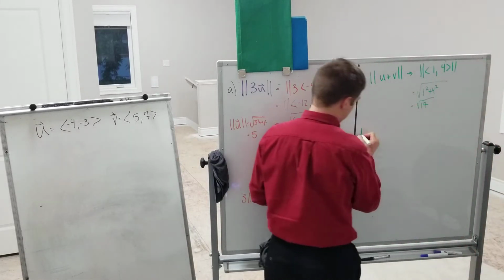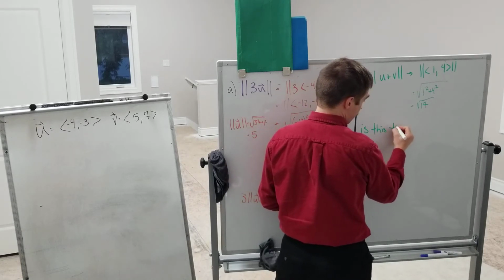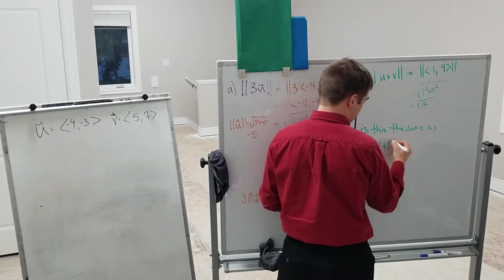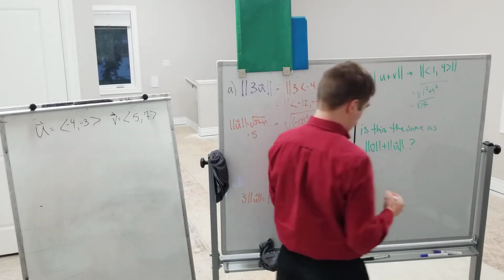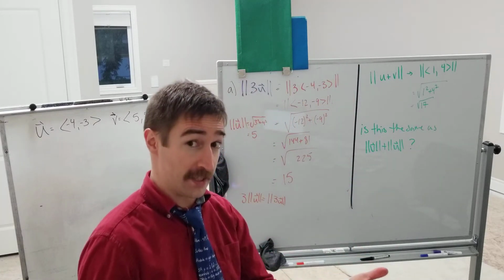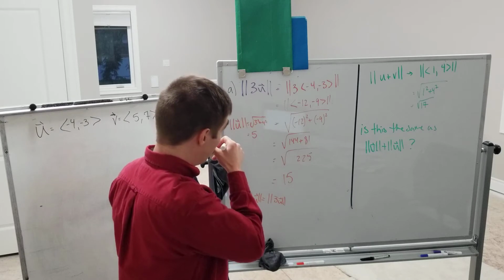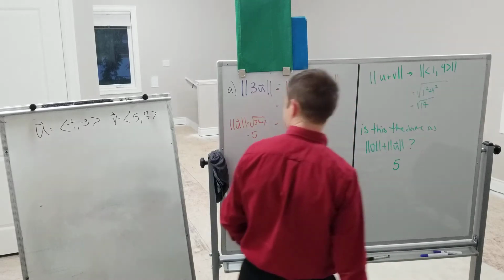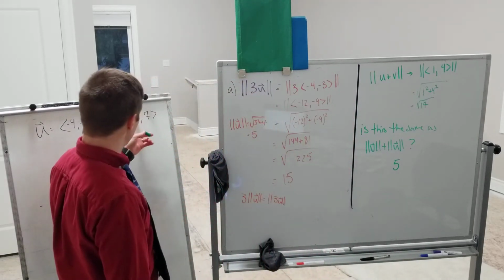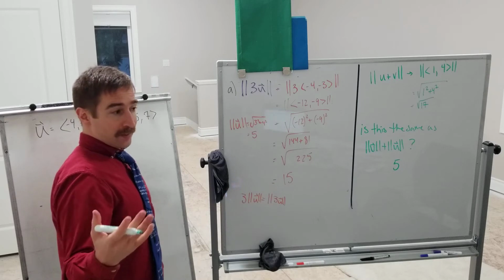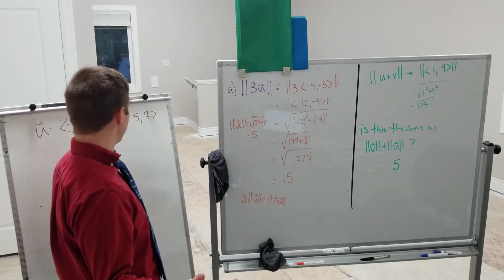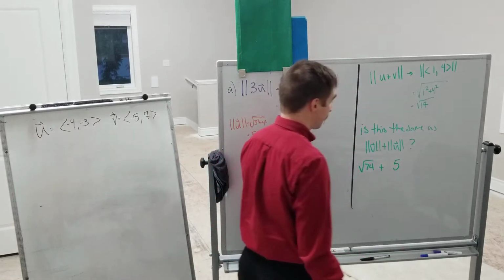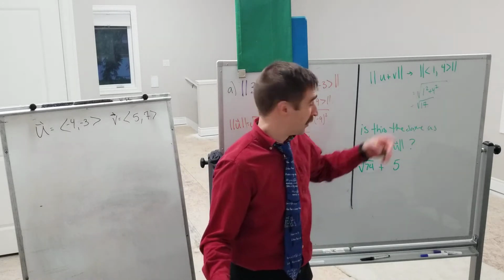Now, is this the same as the magnitude of v plus the magnitude of u? Is it the same? Well, we already know the magnitude of u is 5. The magnitude of v is what, 25 and 49, oh, what was that? 74? So square root of 74. This number is bigger than that number, not the same.